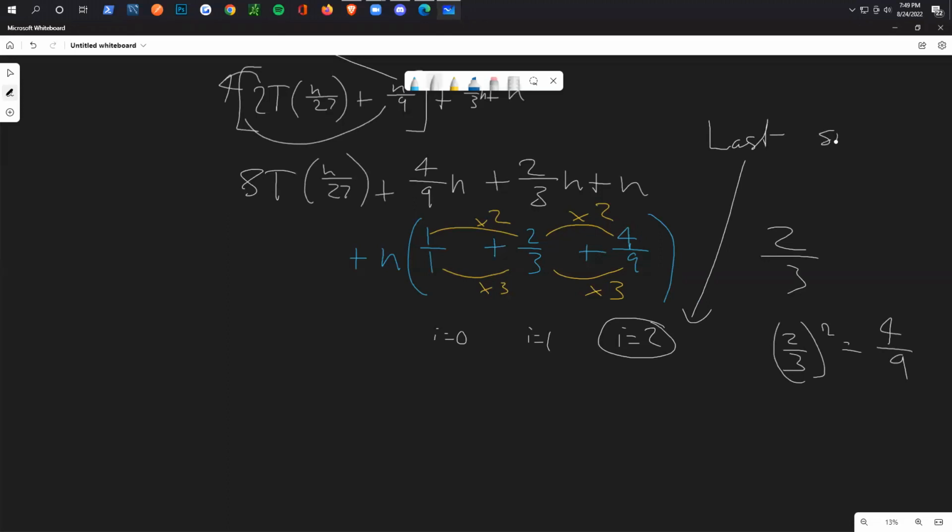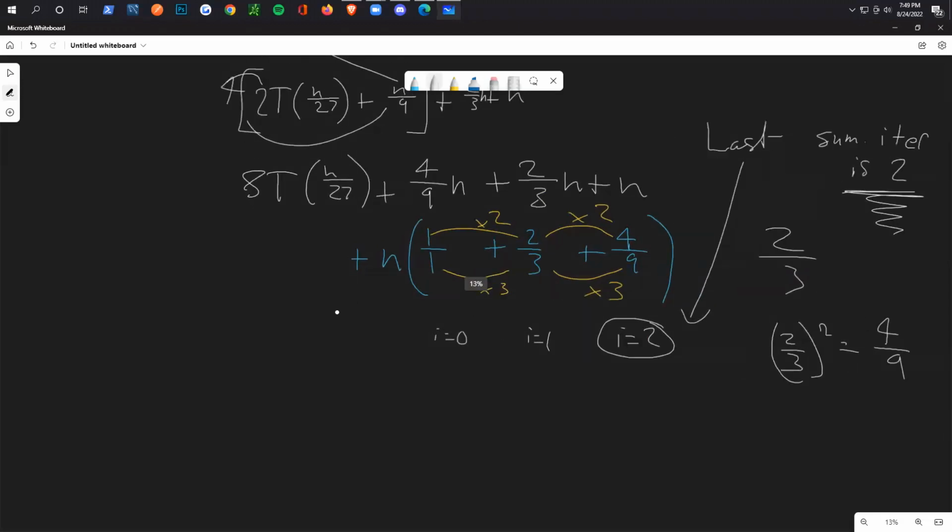Last summation iteration is 2. So this is important, and I'll show you why. This is part of deriving the general form, which is the whole trend of how it's changing. So now we have this whole part set up. We're all good. We're going to come back to that.